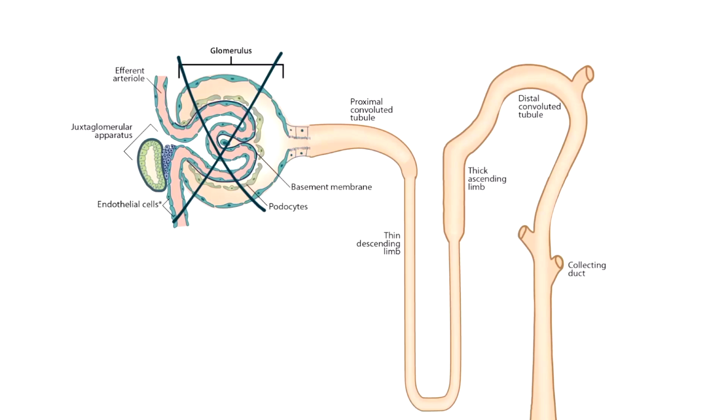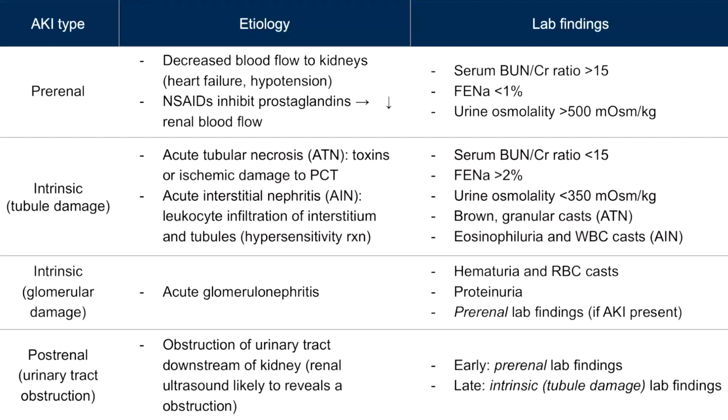When the filtration barrier in the glomerulus doesn't work correctly, it actually allows certain substances to enter the filtrate when they should not. For example, protein and red blood cells. So naturally, this results in protein and red blood cells in the urine, so hematuria and proteinuria. So on lab findings for acute glomerulonephritis, you get hematuria and proteinuria. And normally, when cells enter the filtrate, which they're not supposed to do, they'll clump together and form casts. And you can see those on urinalysis. And that's the case with acute glomerulonephritis. You can visualize these RBC casts. Now, what about the BUN to creatinine ratio, or the fractional excretion of sodium, or the urine osmolality?